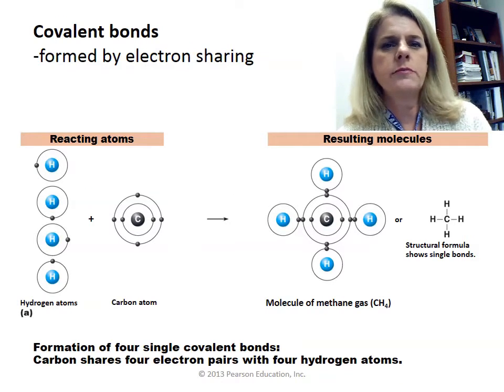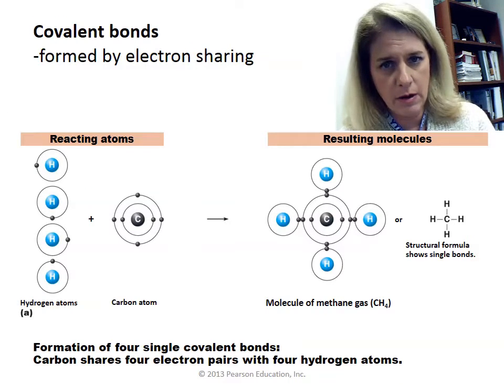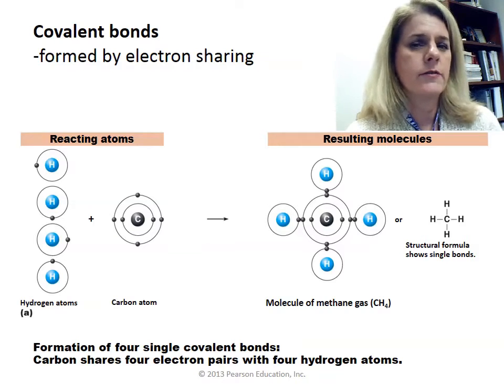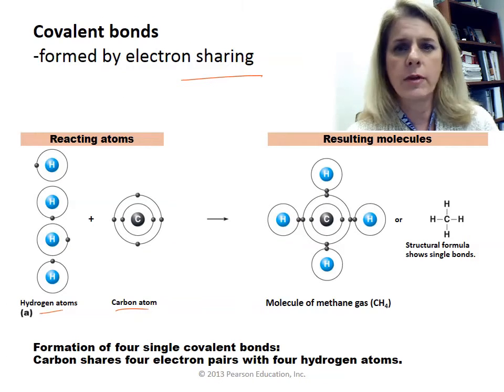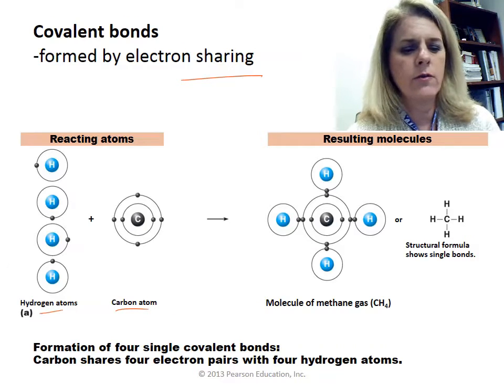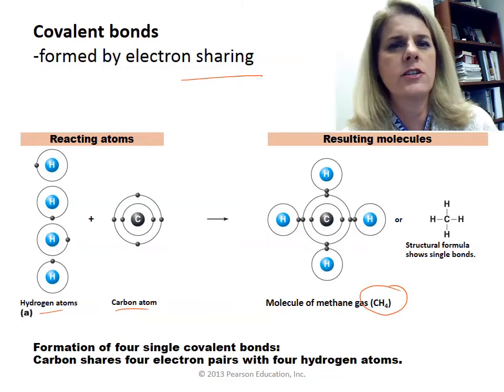All right, the next type of bond is a covalent bond. In a covalent bond, instead of transferring your electron, you share it. So you're sharing electrons. Here we have four hydrogen atoms and a carbon atom, and here we have formed what's called methane gas, CH4.